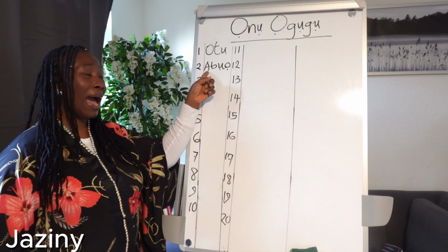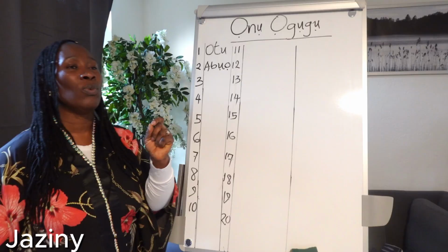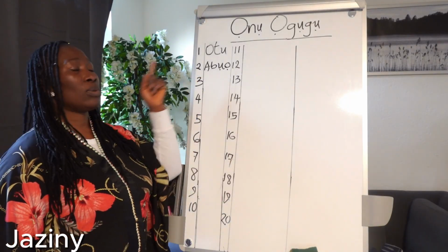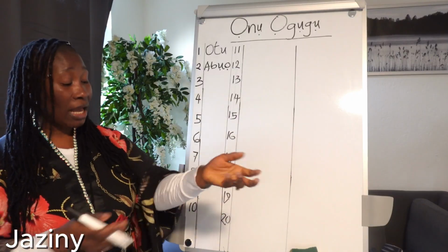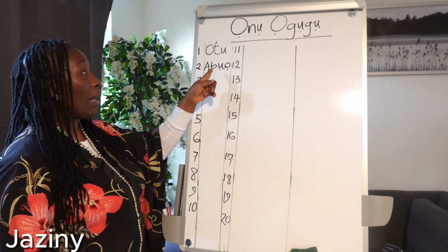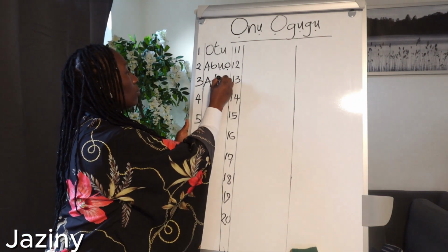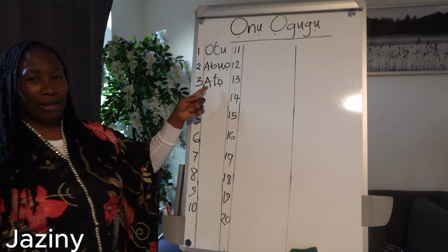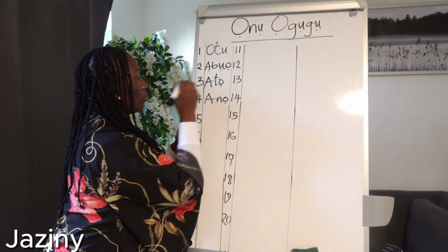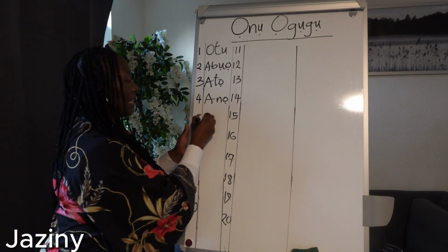So we have Abọ. Remember that in our alphabets, when we were reading, we said A, B, Ch. This is where they all come into play. I told you the alphabets are very important for you to succeed in this class. Abọ. Then we have 3 as Atọ, 4 as Anọ, 5 is Ise.